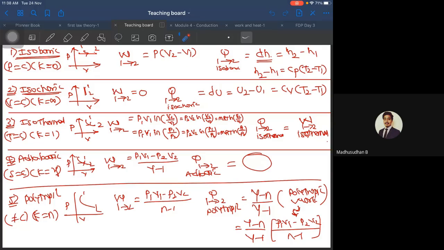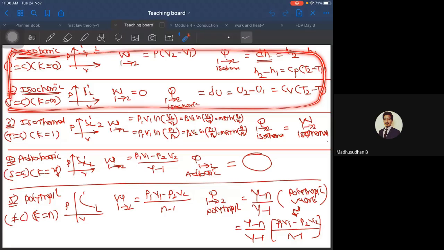So isobaric, it is always change in enthalpy, whereas isochoric, it is change in internal energy, that is given by Cv into T2 minus T1, mCv into T2 minus T1. If you have m there, you can just add it there, mCv (T2 minus T1). Isochoric, so volume remains constant, that's why it is Cv. Isobaric, pressure remains constant, that's why it is Cp. Clear with these two processes? Any doubts?